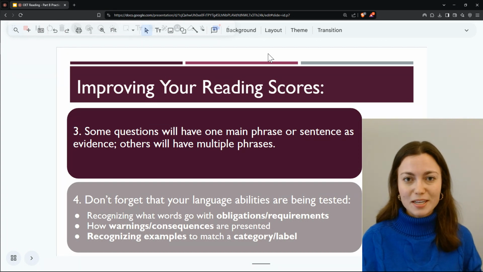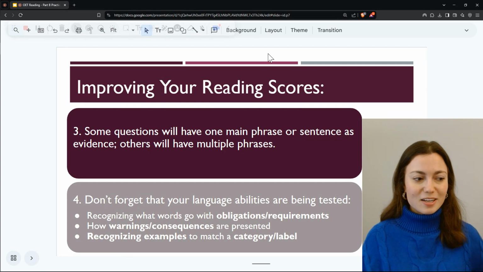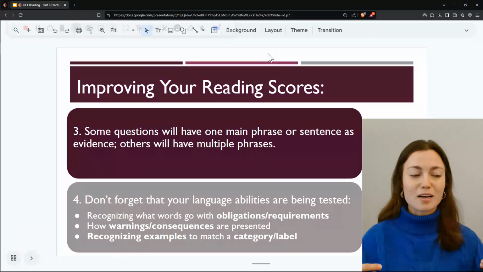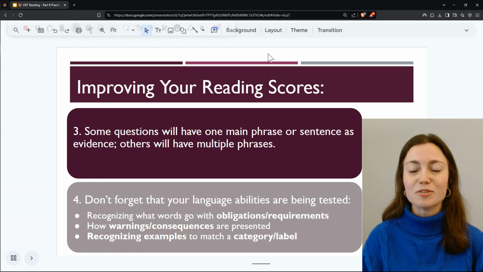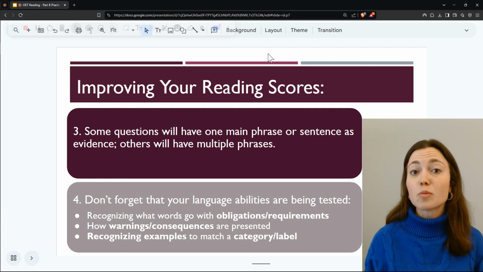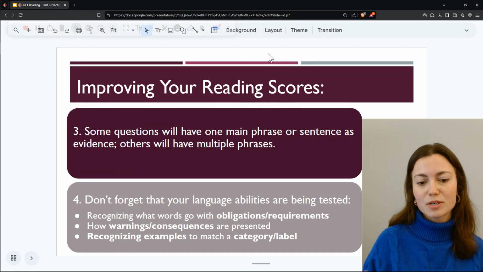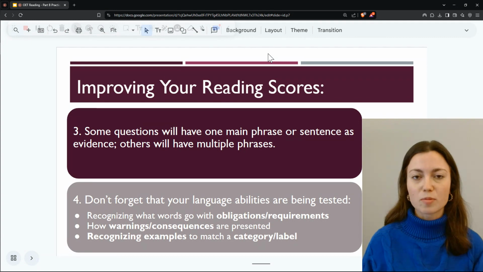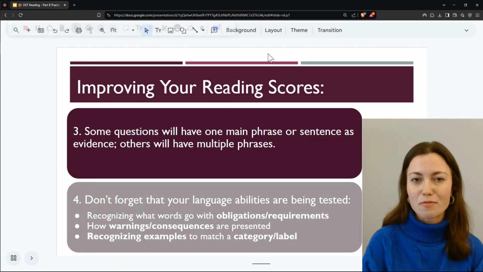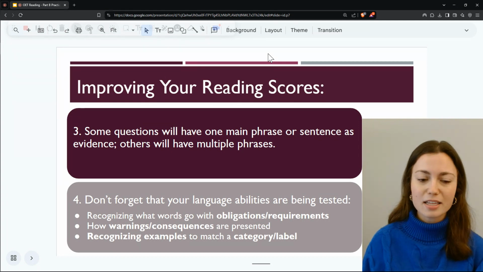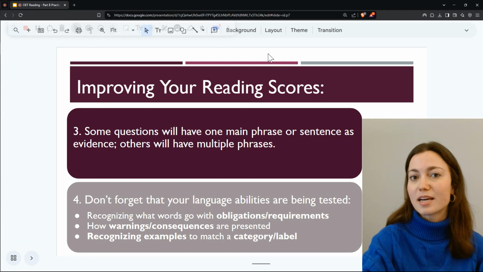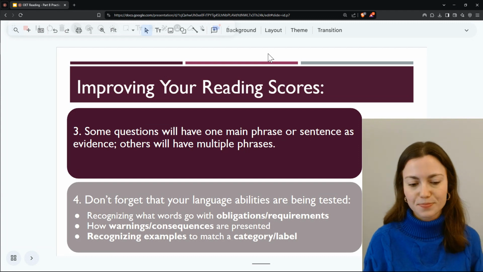Often in the OET, it's not as obvious as, I am warning you about this, or it will be a terrible consequence if you do this. It's not as explicit as that in the text. It's more subtle. So there's language that is pointing to a warning or pointing to a consequence, but not a direct, obvious wording, and that can lead to a lot of struggle if you're not able to match what is there to what the question is asking.